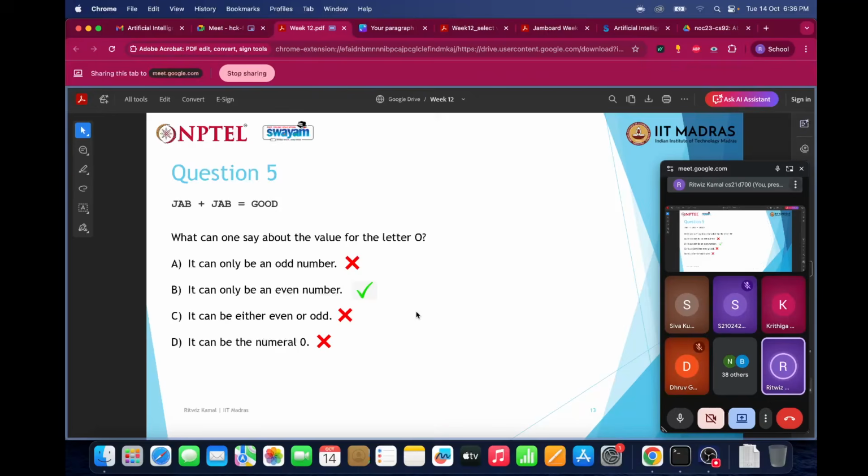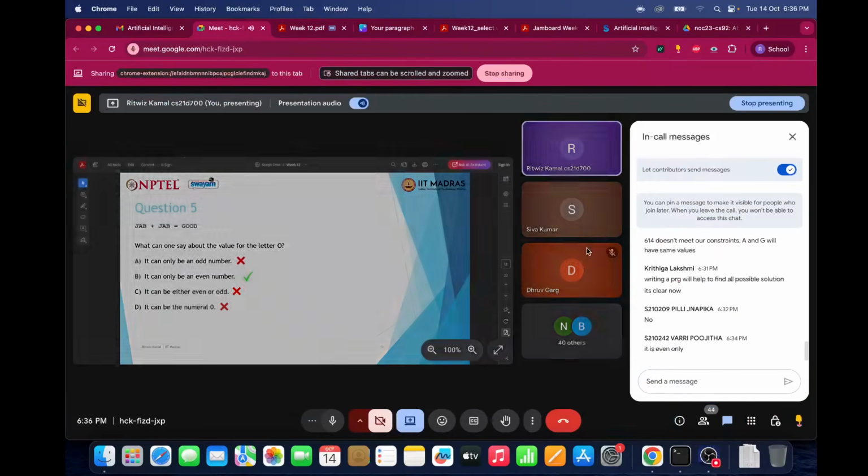So this is again an example of a question that you have to be careful about. There are things that are specific to this question, and there are certain things that are true in general. In general, O could have been an odd number as well, but in this specific case, it will always be an even number. Does everyone agree with that?